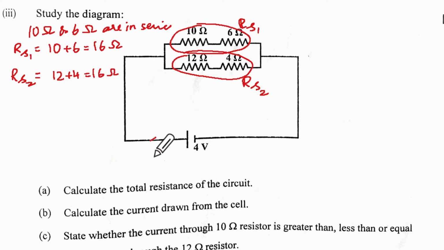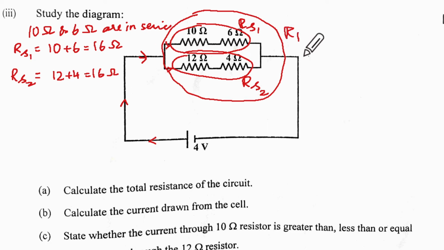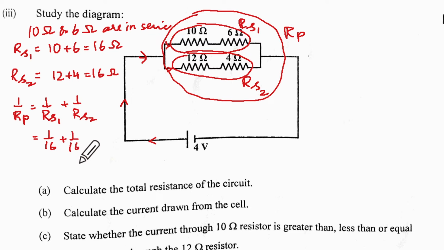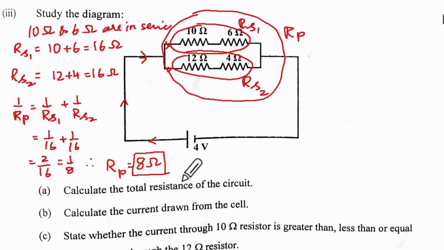Okay, now the current flows through the circuit like so, and it is going into two branches. So this branch and this branch, they are going to give you the total resistance in parallel. So you can either write RS1, RS2 are in parallel, or you just show the diagram and say 1 upon RP is equal to 1 upon RS1 plus 1 upon RS2, which is equal to 1 upon 16 plus 1 upon 16, which is 2 upon 16, which is equal to 1 upon 8, and therefore RP is equal to 8 ohms. The total resistance of the circuit therefore is 8 ohms. We just write therefore total resistance and write the answer statements. So this is your answer A.